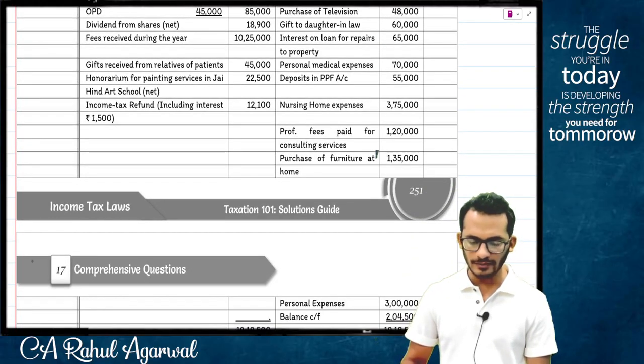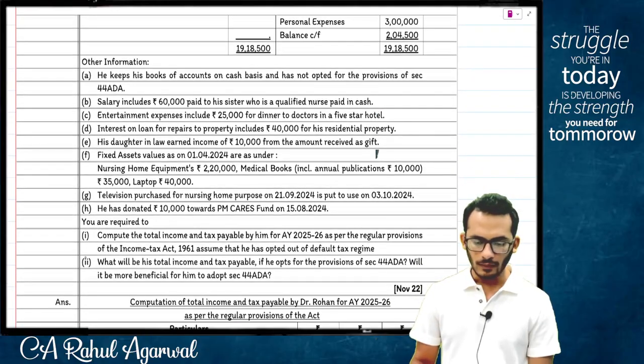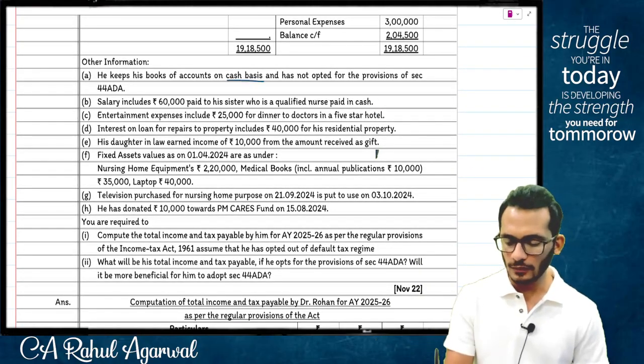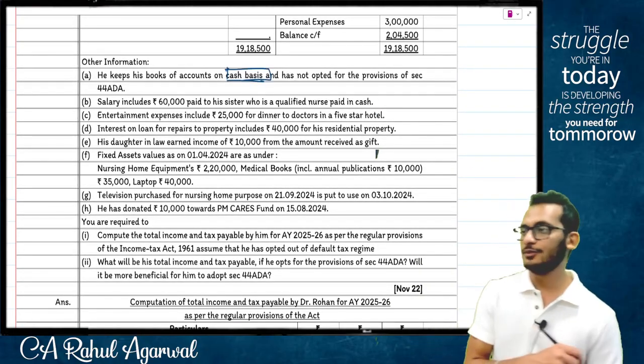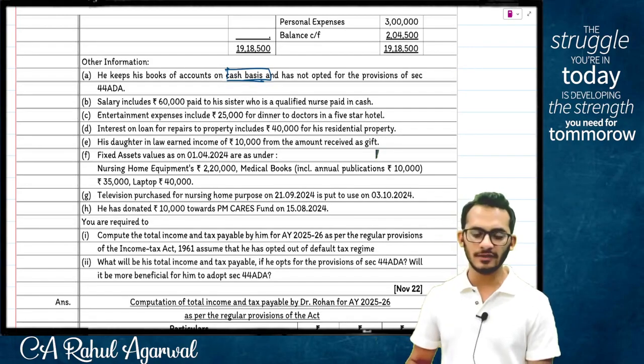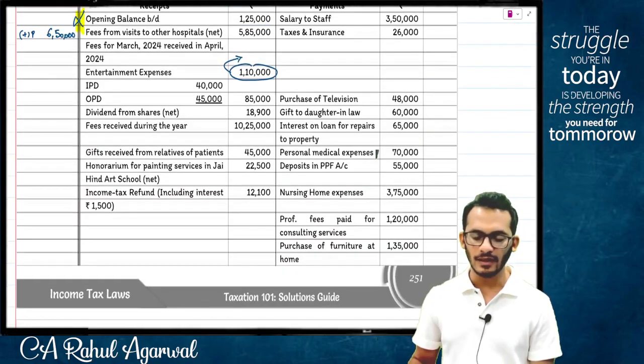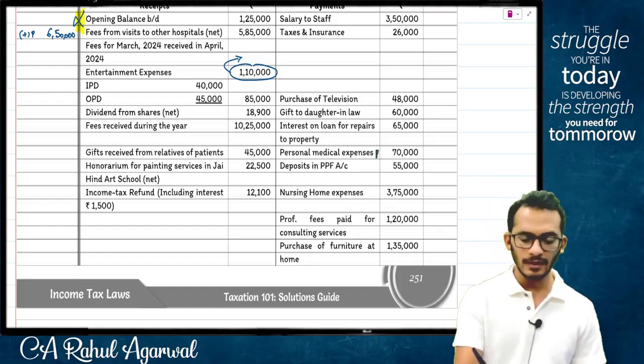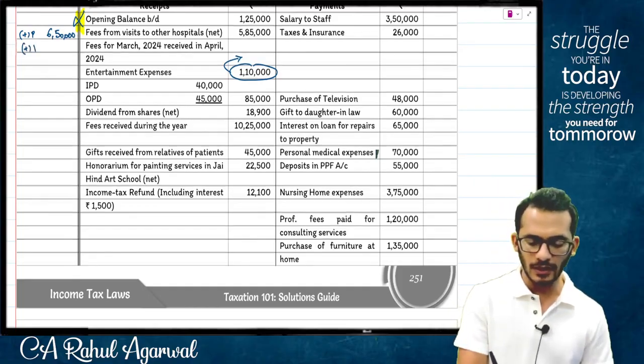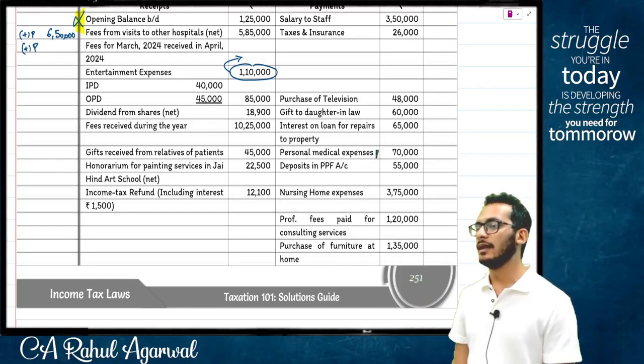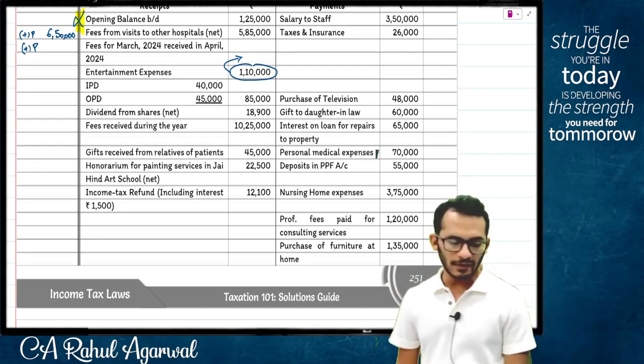The question says he keeps his books of accounts on cash basis, which brings the question, can I tax this 1,10,000? Yes, this becomes taxable because it is received in the current year, which means I would not have offered it to tax last year.